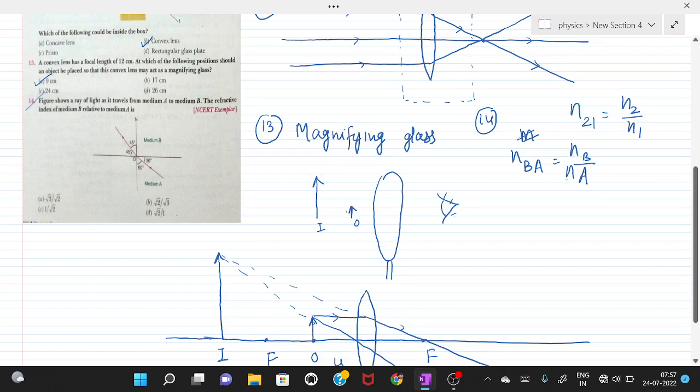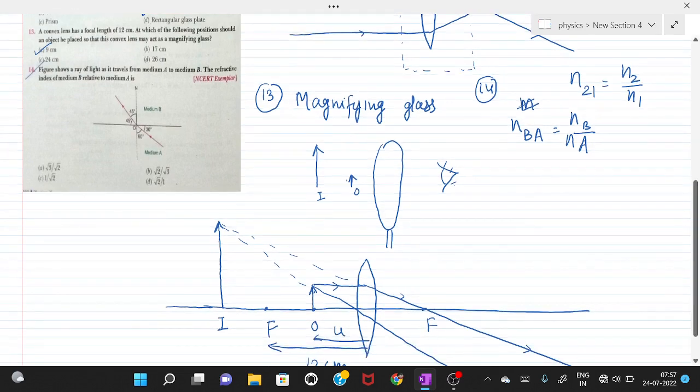Okay. So, my dear, from the diagram we can apply the formula. What is it called? Snell's law. What Snell's law says is N1 sin I equal to N2 sin R. This is the Snell's law that we all know. And here we can see that in medium A, our incident ray is present. So 60 degrees is our angle of incidence, and this 45 degree is our angle of refraction. Medium A is our medium 1 and medium B is our medium 2.